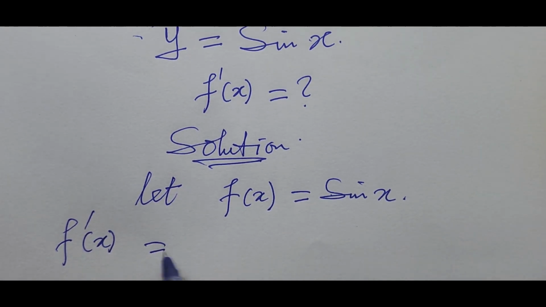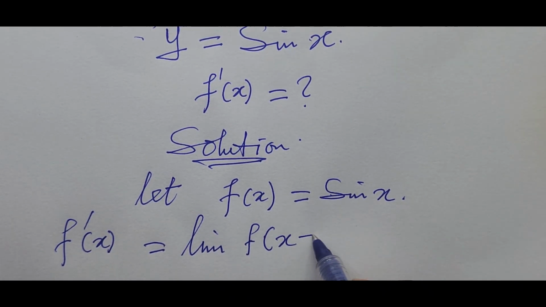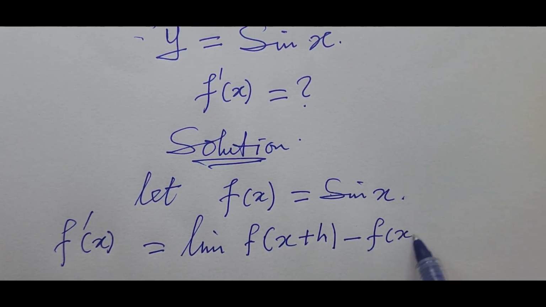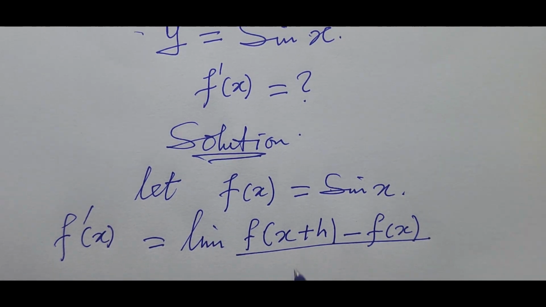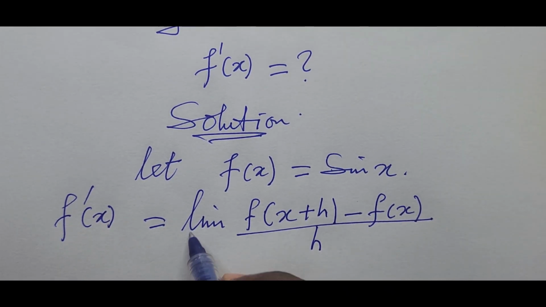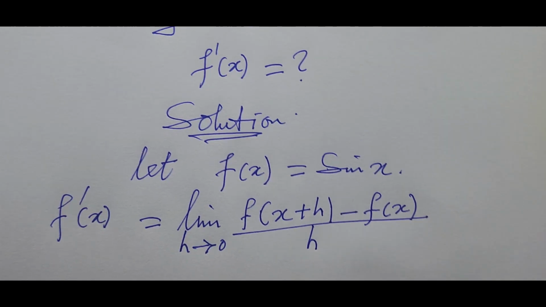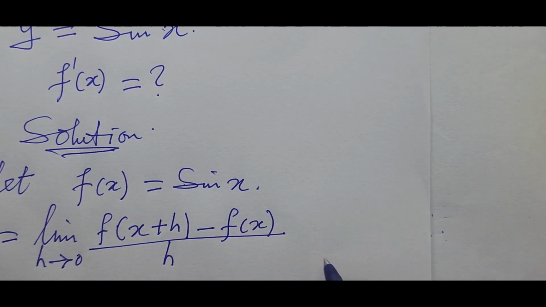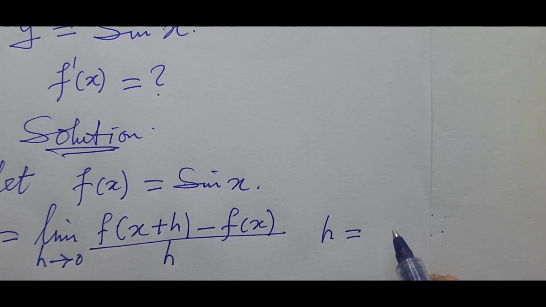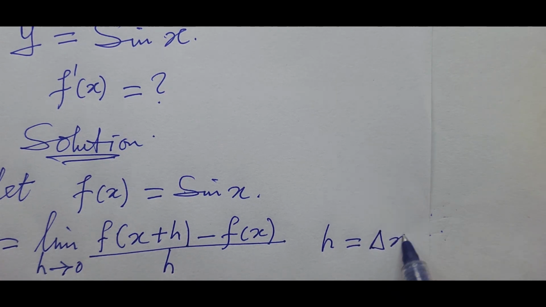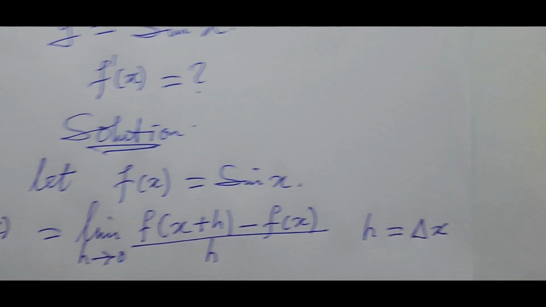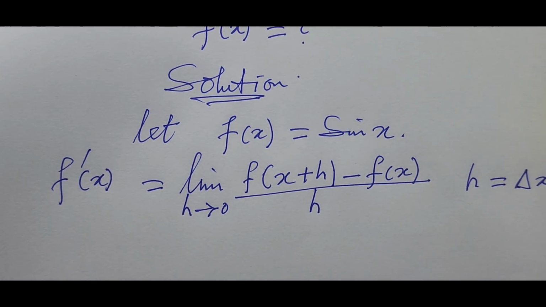This is going to give us, we're going to take a limit. So we're going to have the limit of f of x plus h, close bracket, minus f of x, all over h, as h tends to 0. Now the question is, what is h? Our h is equal to a little change, or infinitesimal change, in x.